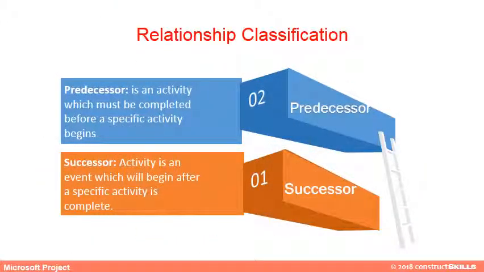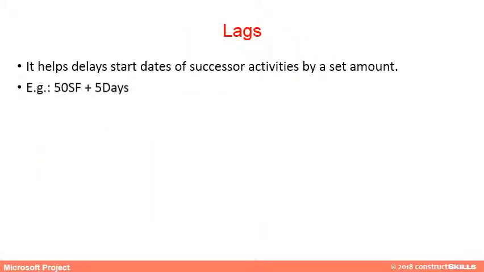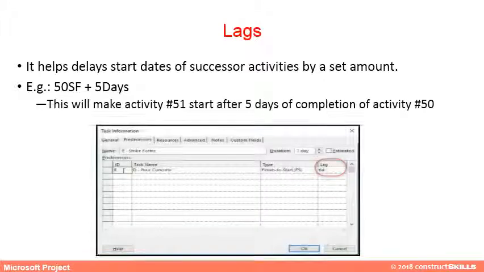Activities are further classified into successors and predecessors. A predecessor is an activity which must be completed before a specific activity begins. A successor is an activity which will begin after a specific activity is complete. Lags help separate start dates of successor activities by a set amount. As seen, the lag in the relationship will make activity 51 start 5 days after completion of activity 50.